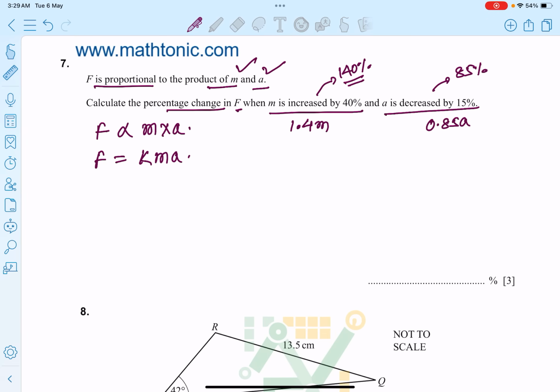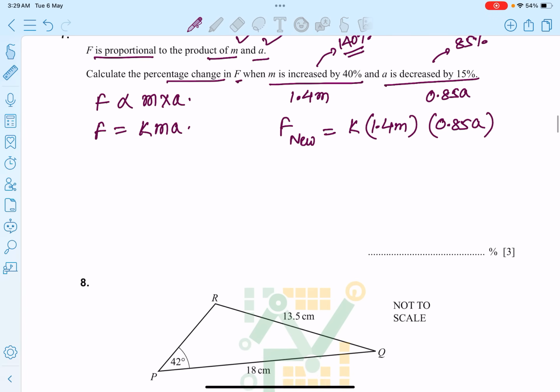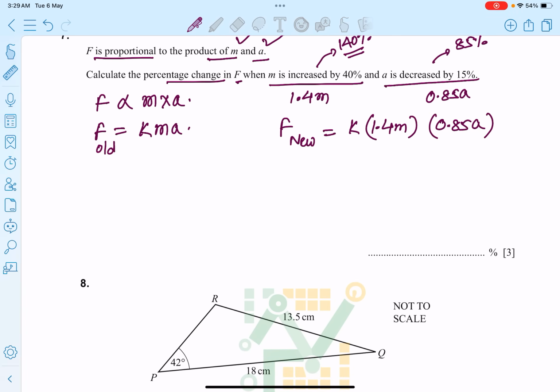So if I write down the new force, or new f, it equals to k times, instead of m, this will be 1.4 m, and instead of a, it should be 0.85 a. I hope you understood this part, right? And this is my old f value.